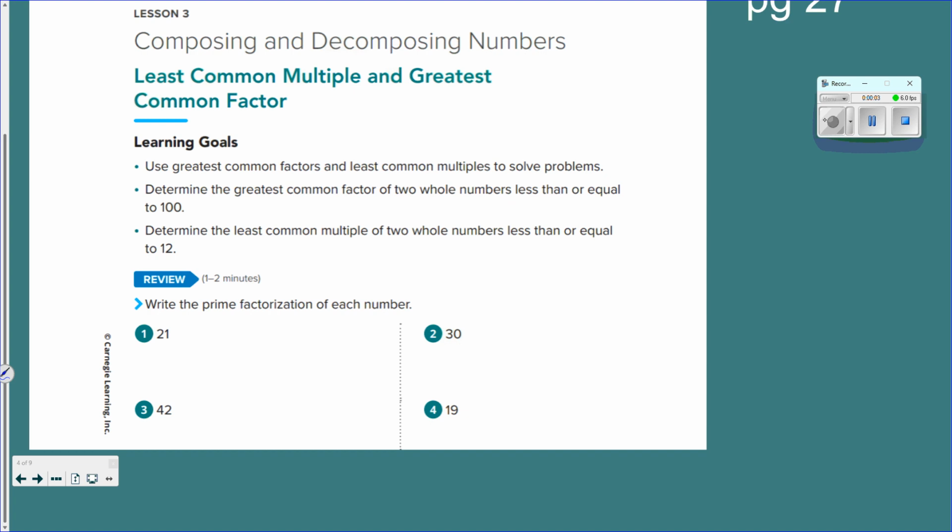Stop talking, please. We are continuing with greatest common factor and least common multiple. So the first thing I want you to do is review prime factorization. You are going to do the factor trees for each of these numbers and then write the prime factorization. Any questions? You have about 4 minutes. Go for it.